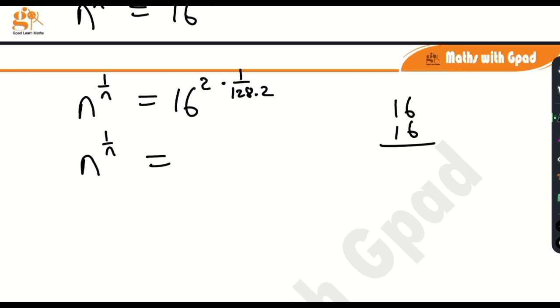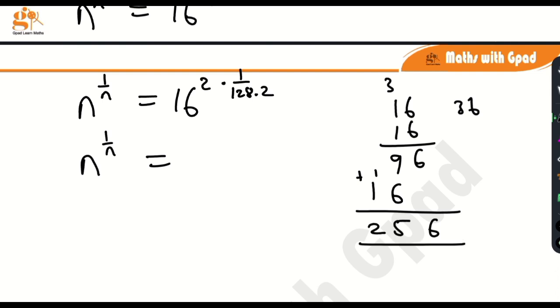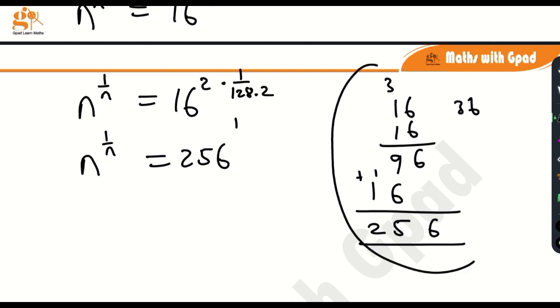If we are doing this without a calculator, 6 times 6 is 36, right? 6 carry 3. 6 times 1 is 6, plus 3 is 9. 1 times 6 is 6. 1 times 1 is 1. So when you add, you have 6 here. 9 plus 6 is 15, right? 5 carry 1, and so we have 256. Okay. Then 1 over, what is 128 times 2? That is 256. Wow. So can you see that the base here and the root match?